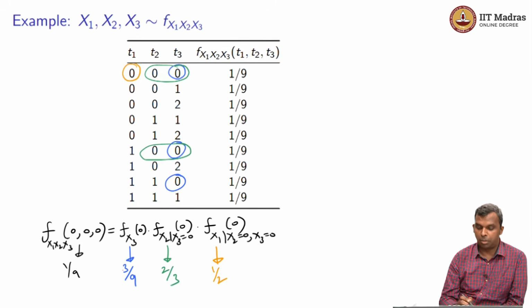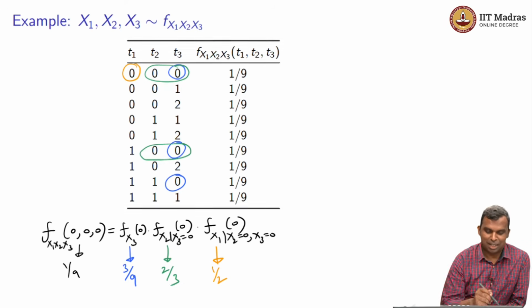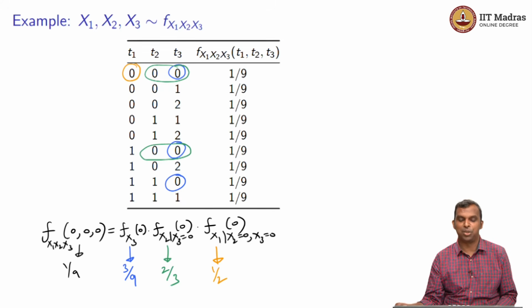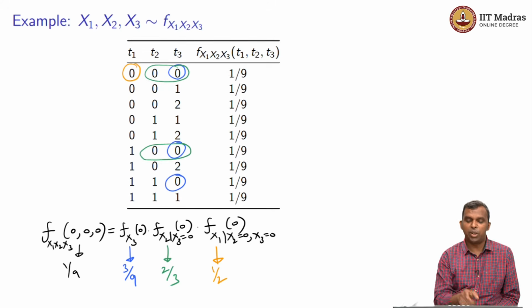Okay, and you can see 1 by 9 is 3 by 9 into 2 by 3 into 1 by 2. So, it is easy enough to check this factoring. It has to be true, and I hope I convinced you that you can do it for any other value. I did it for 0, 0, 0; you can do it for 0, 1, 1, or 0, 0, 2. You pick your favorite value and practice this calculation, you will see it will work out. Okay. So, it is easy enough.